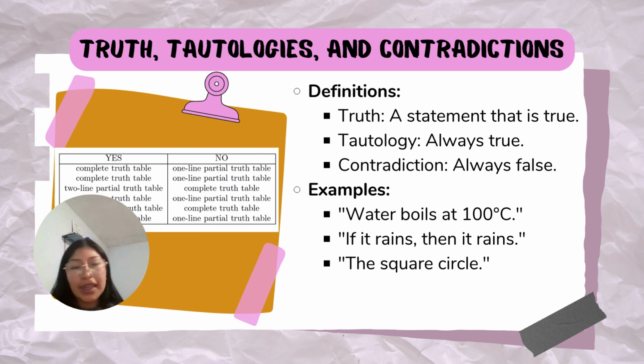Truth, tautologies, and contradictions. In logic and semantics, a truth refers to a statement that is true in the real world. A tautology is a statement that is true in every possible situation, while a contradiction is a statement that is false in every possible situation. For example, "water boils at 100 degrees Celsius" is a truth. "If it rains, then it rains" is a tautology, and "the square circle" is a contradiction.